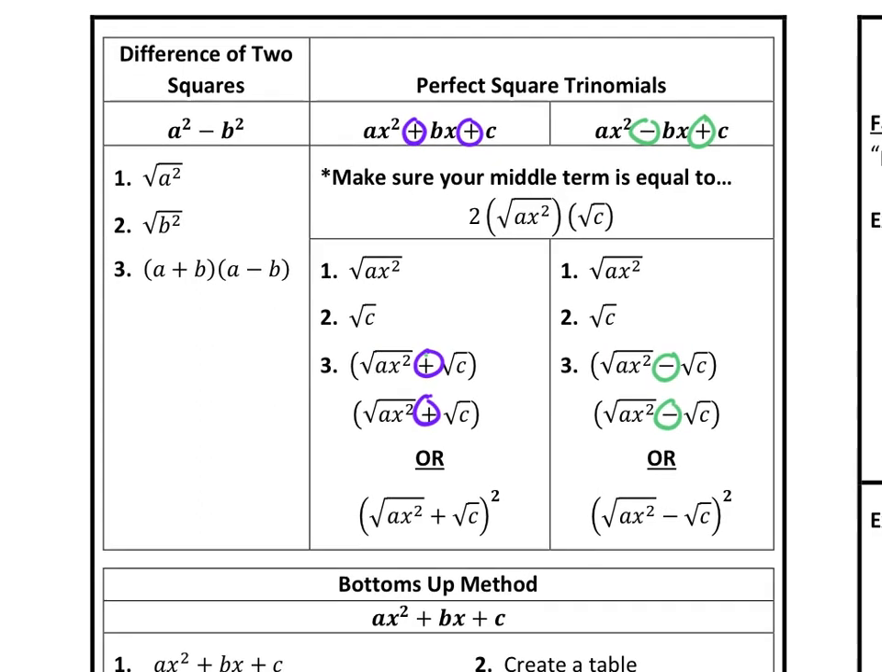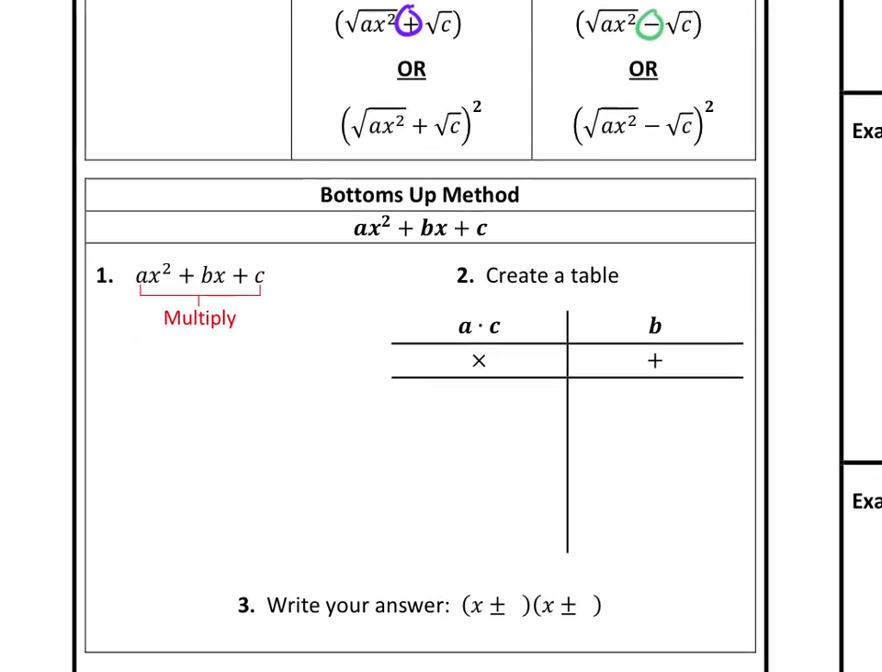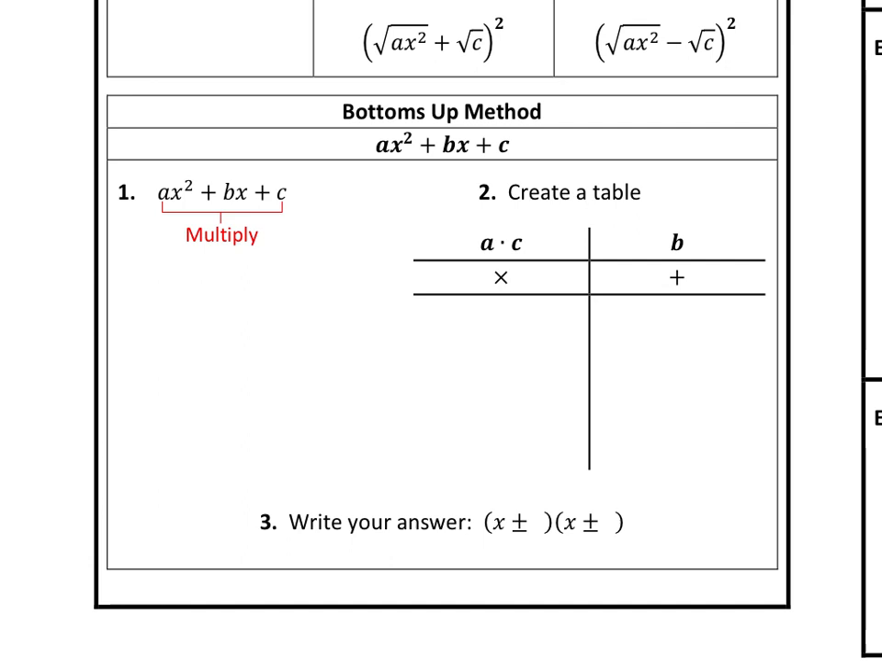And then the newest method is the one that we covered in the last lesson, where we multiply the first and the last number. And then we're looking for two numbers that multiply to get the first times the last. And then those two numbers add to get the middle. And then you set up your answer. Okay. So we're gonna practice that.